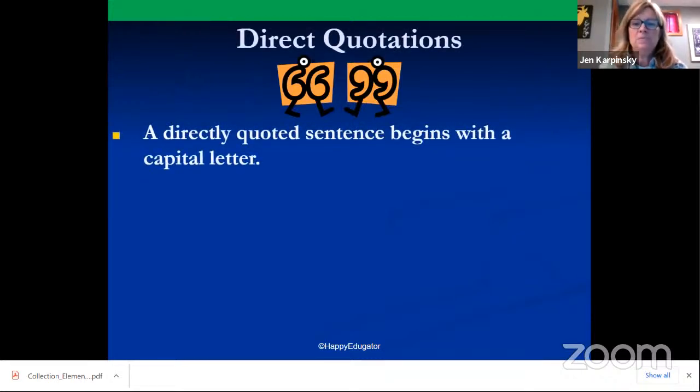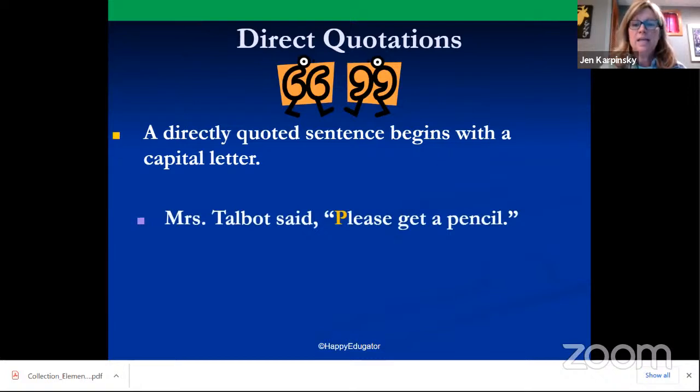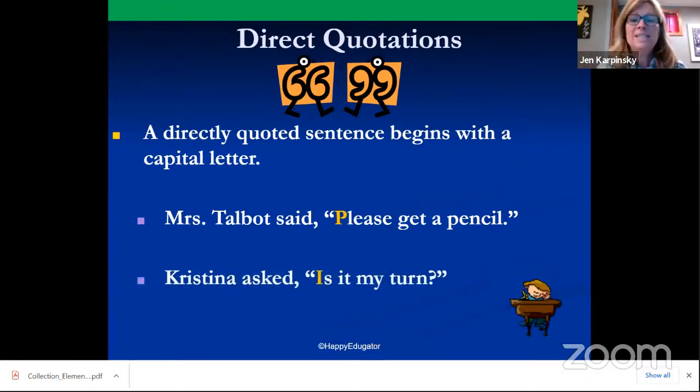A directly quoted sentence begins with a capital letter, just like all sentences should begin with a capital letter. Mrs. Talbot said, "Please get a pencil." Please get a pencil could be our very own sentence, could stand alone, wouldn't even have to be part of a dialogue, right? Please get a pencil, capital P. So Mrs. Talbot said, "Please get a pencil." Again, capital P. Christina asked, "Is it my turn?" Is it my turn? could be a sentence that stands alone, right? Capital letter.